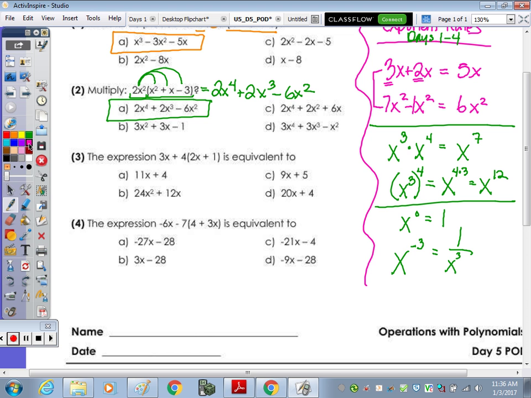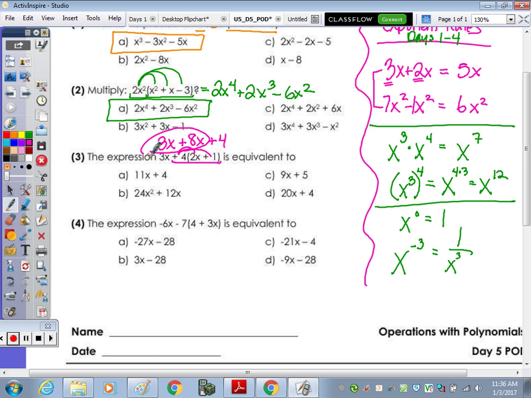Just like order of operations, we want to remove this parenthesis first by distributing. So I'm going to rewrite the 3x above, and then a positive 4 times 2x is a positive 8x. And positive 4 times positive 1 is a positive 4.